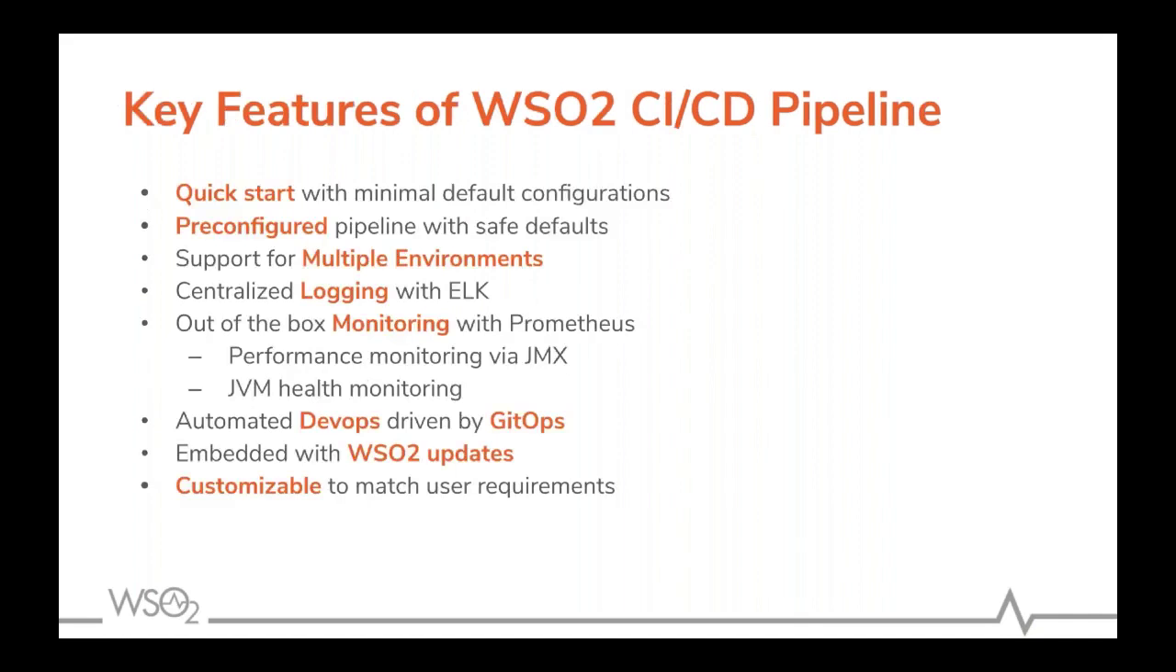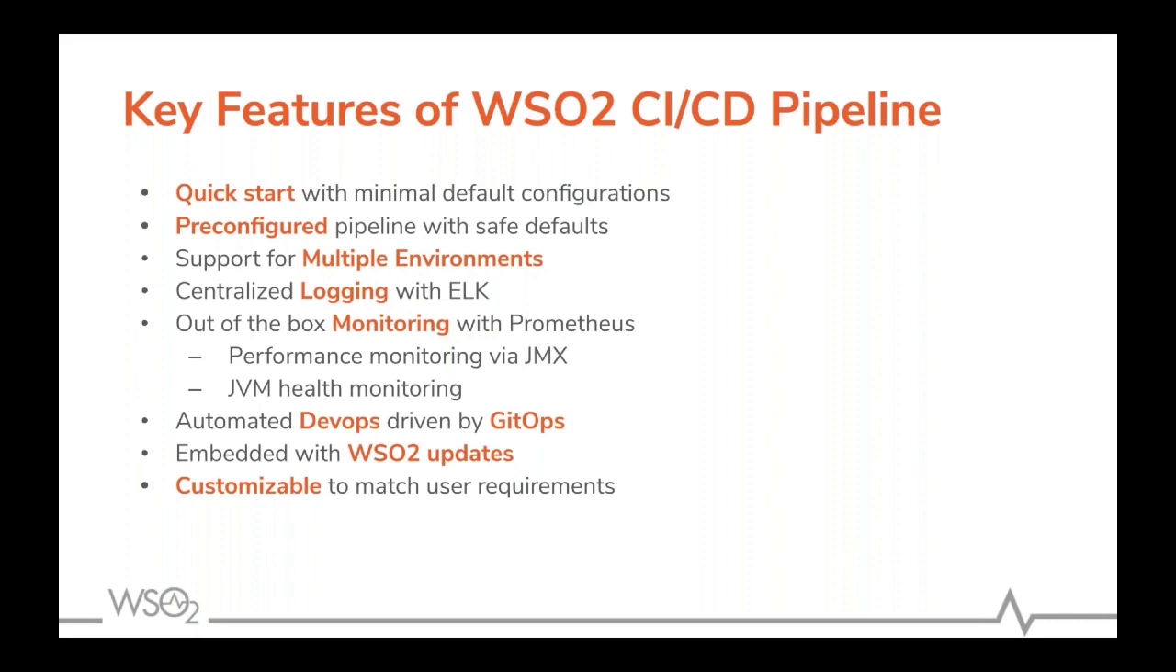Now let's see what are the key features of the WSO2 CI/CD pipeline. Our pipeline can be used with a minimal set of configs with multiple parameters and only a few of them are mandatory. It is also a pre-configured pipeline with safe defaults enabled. We also support multiple environments such as staging, dev, and production environments. Also, it provides a centralized logging mechanism with ELK, which is Elasticsearch, Logstash, and Kibana. We also provide monitoring with Prometheus and a Grafana dashboard.